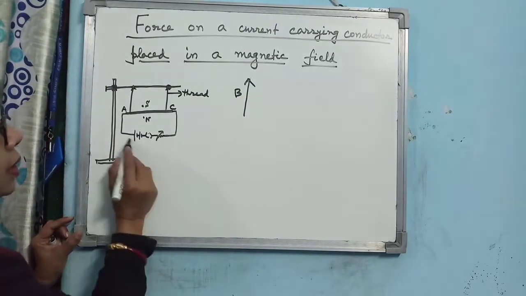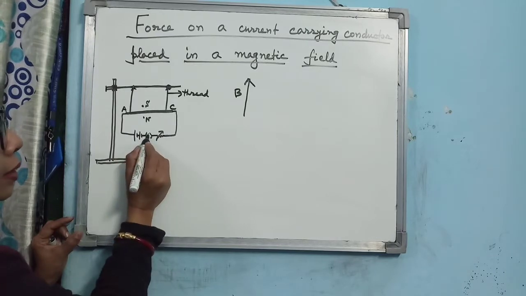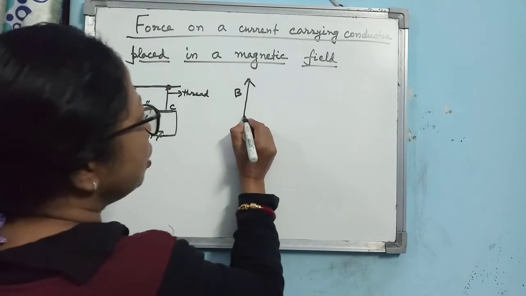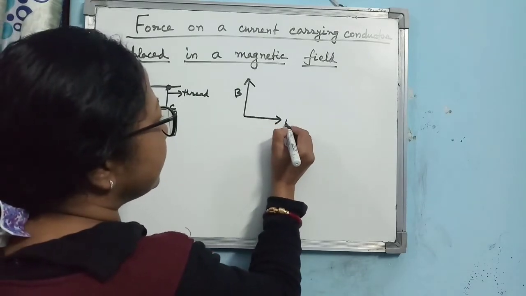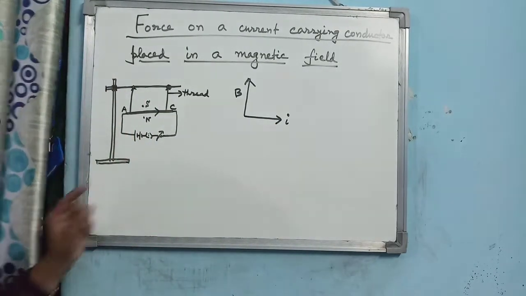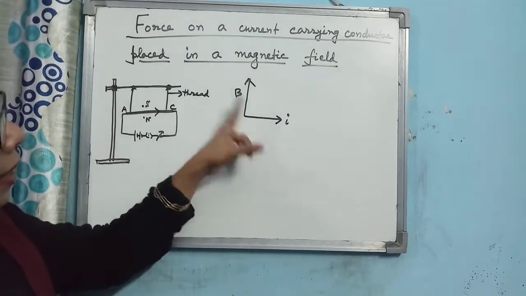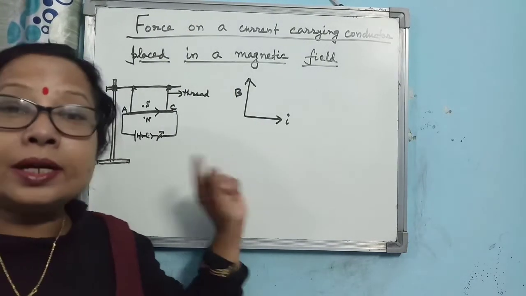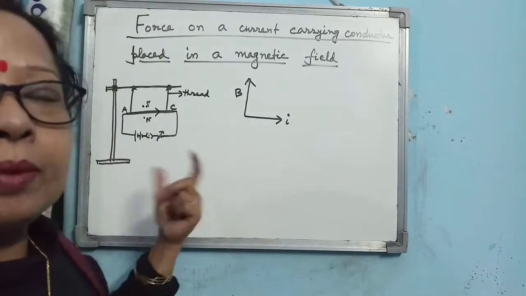And if you consider the connection of the battery, the moment the key is closed, current will flow in this direction. So in which direction is the current flowing? In this direction. Now look at the diagram. Current and the magnetic field are perpendicular to each other. Now, what is the observation? This is the experimental setup.